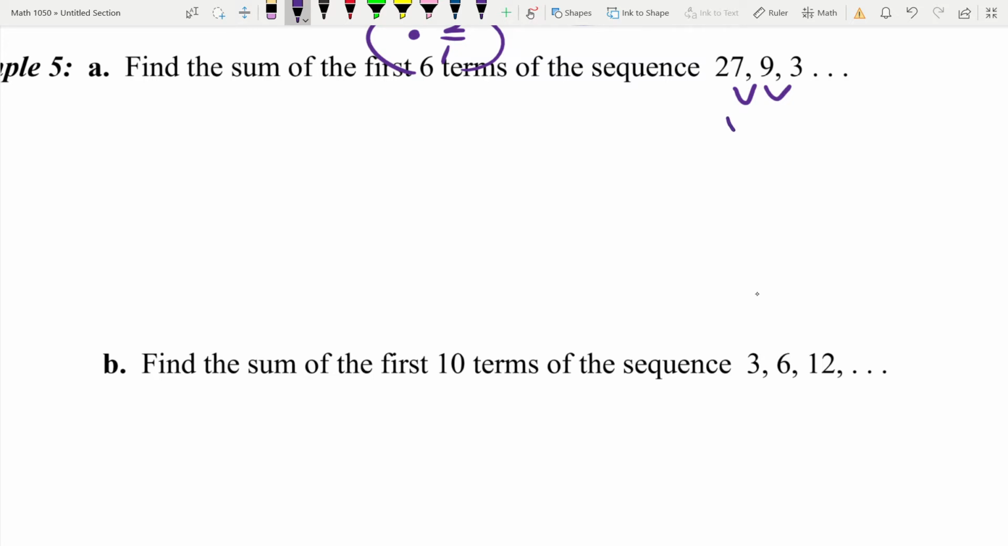But I can't say divided by 3. I have to say multiplied by what, everybody? A third. Okay? So your formula is S of n equals A sub n.